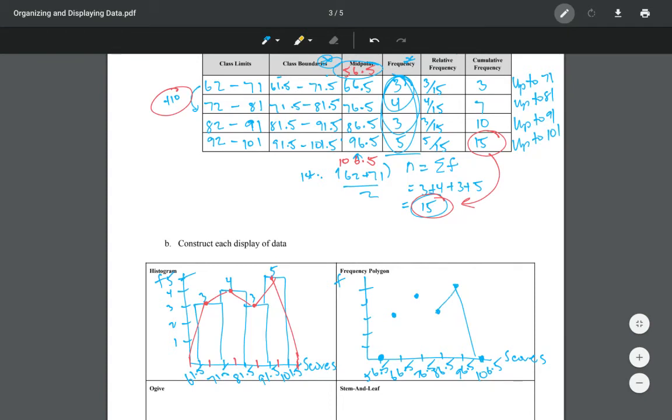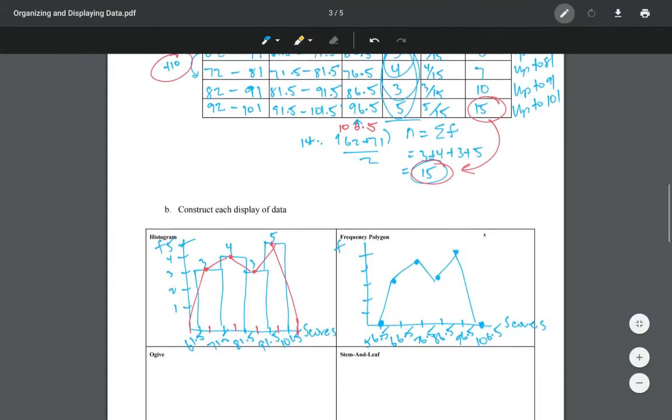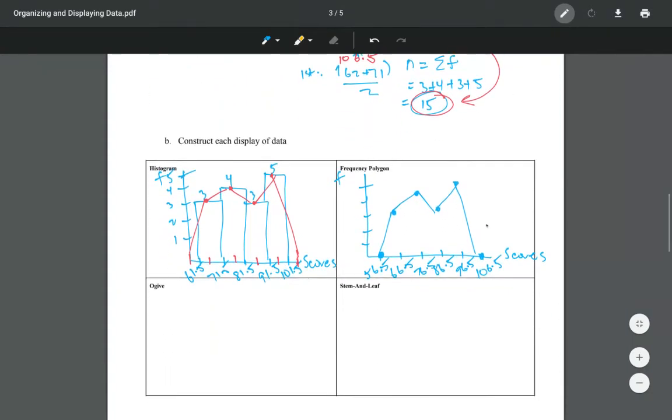We connect the dots. Having those midpoints outside of our data shows the reader that this is an exhaustive list, which means that I've included every single thing within my group of data. Next is the ogive. The ogive is actually a cumulative frequency polygon. So I'm going to be using my cumulative frequency values here.